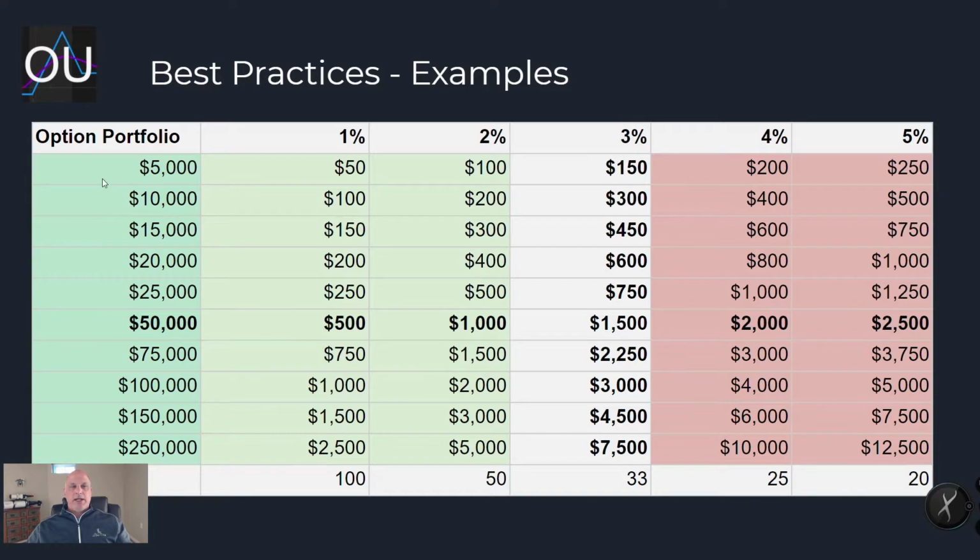So on the left-hand side is potentially the size of your portfolio. And because we want to make this video available for people with small accounts all the way up to large accounts, you have portfolio ranges here between 5,000 and 250,000. I'll pick something in the middle, about 50,000 here in bold.